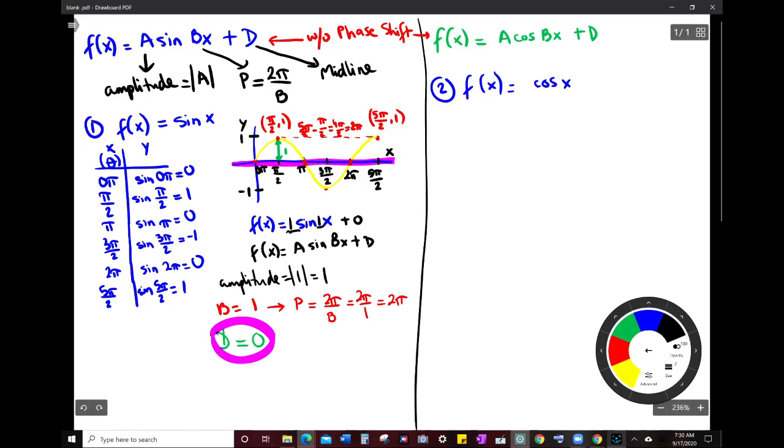So now we can try to graph f of x equals cosine x using the shortcut. So we can see there's no number in front of cosine of x. That means 1. So then a equals 1. Absolute value of 1 is 1. So that's the amplitude.